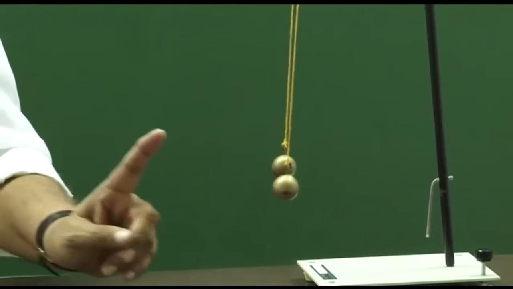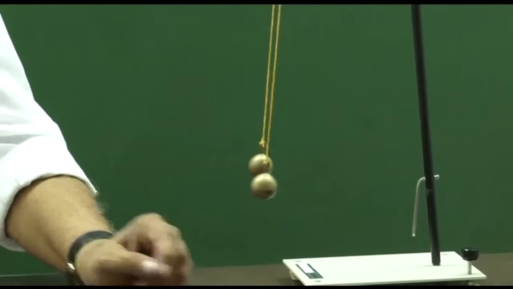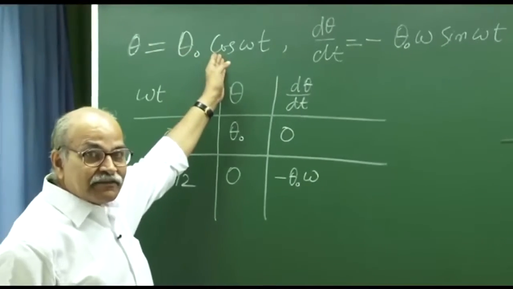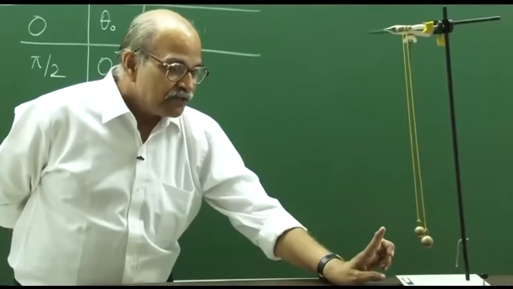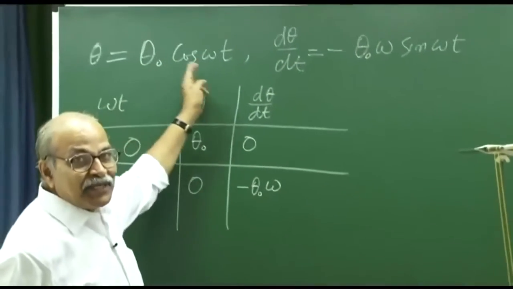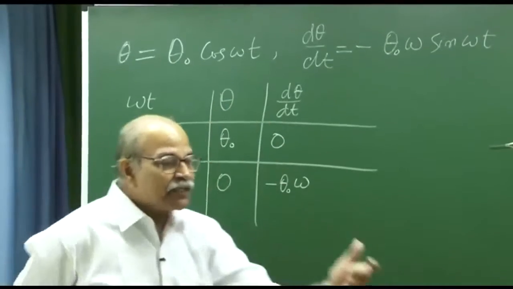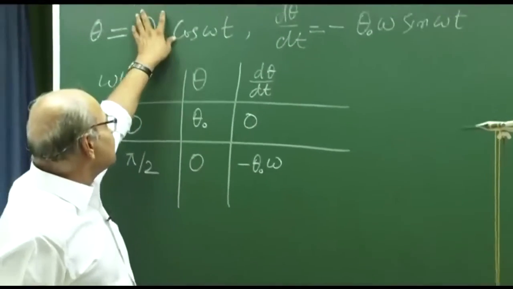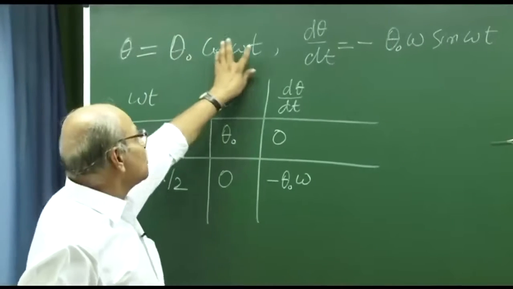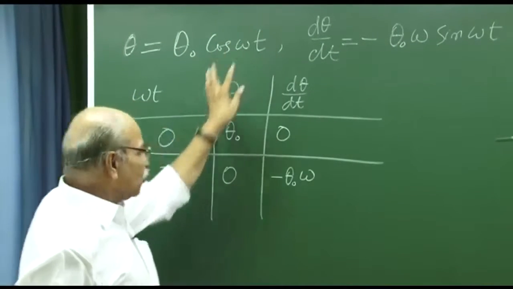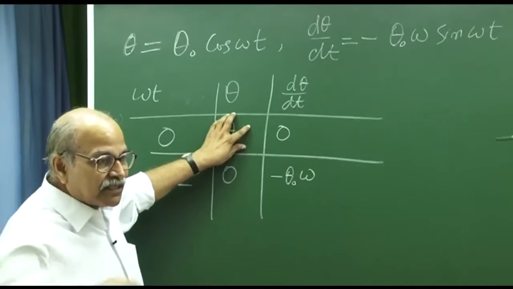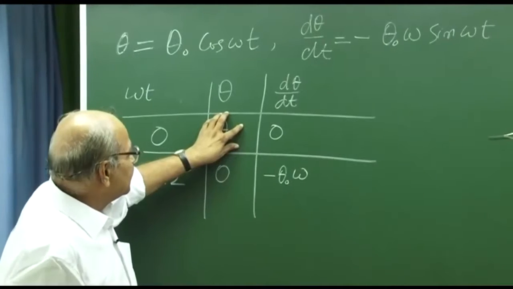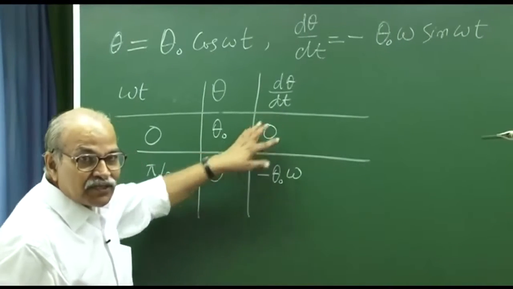So if you write the equation of this front pendulum as theta equal to theta naught cos omega t, the equation for the second pendulum, this rear pendulum, will also be given by this same equation. If the amplitudes are different, then this theta naught will be different for the two cases, but this omega t remains the same. When omega t is 0, for both pendulums theta is theta naught, they are at their positive extreme position, the angular velocity is 0 and so on.